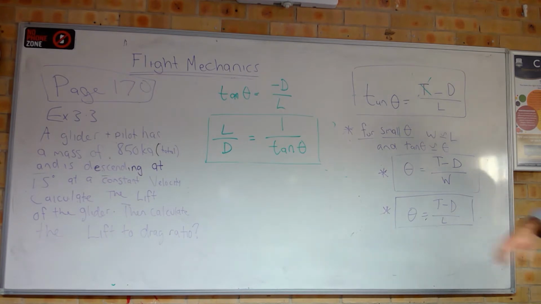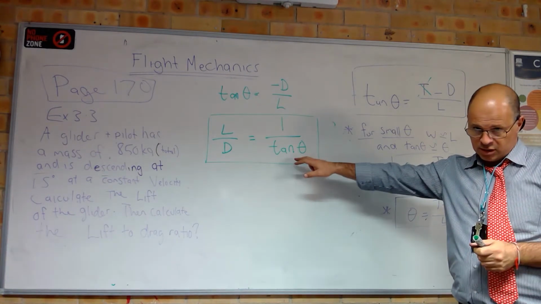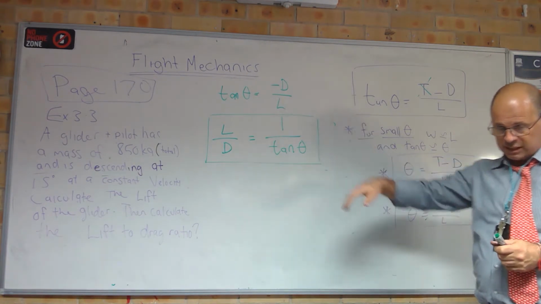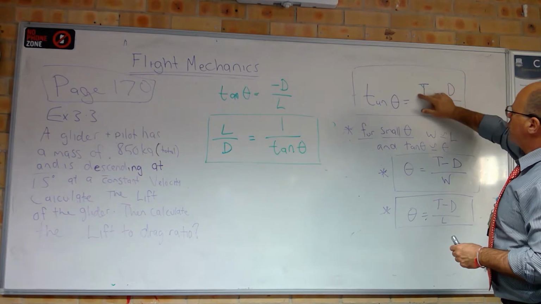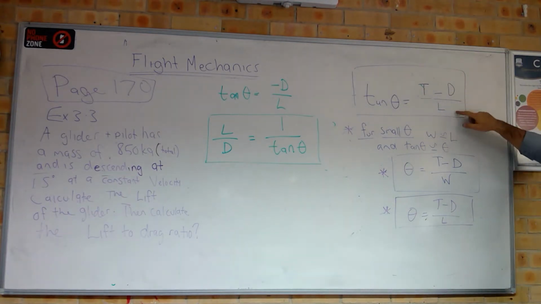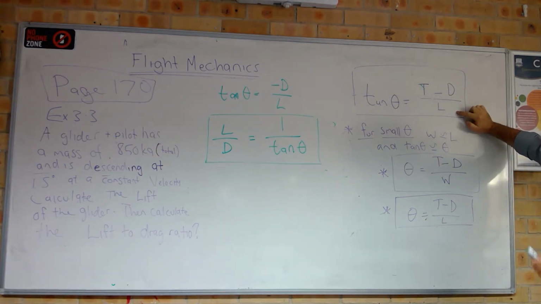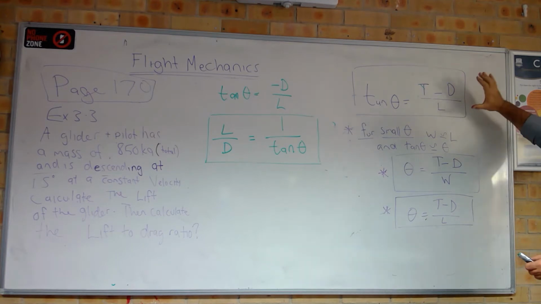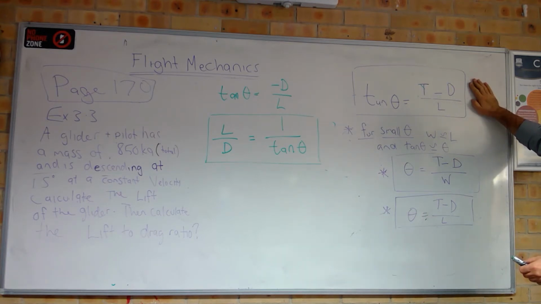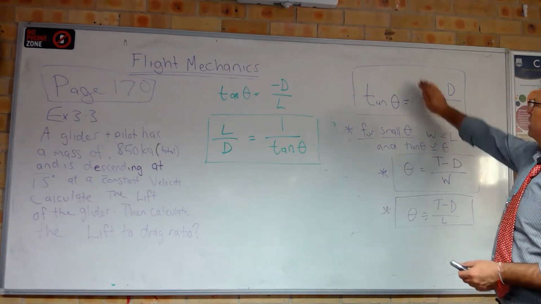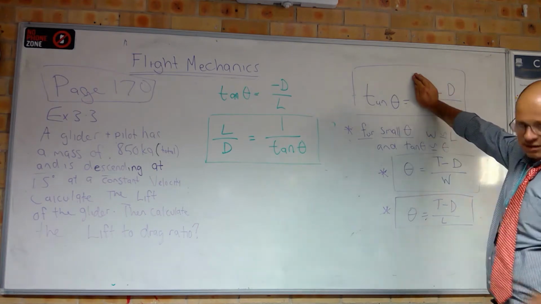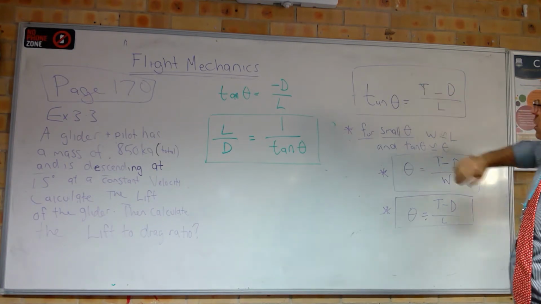So now we have an equation that relates our lift to drag ratio to our angle of ascent or descent. Looking over here for a minute, just as a little bit of a reminder, we have our equation tan theta equals T minus D over L, thrust minus drag over lift, okay? If you remember that equation, you're in good stead to remember nearly everything, because to get to this equation, you just have to say, get rid of thrust, find the reciprocal, okay?